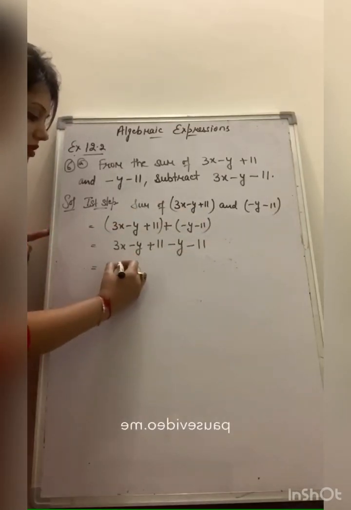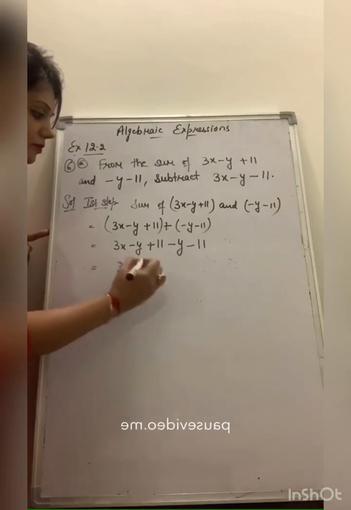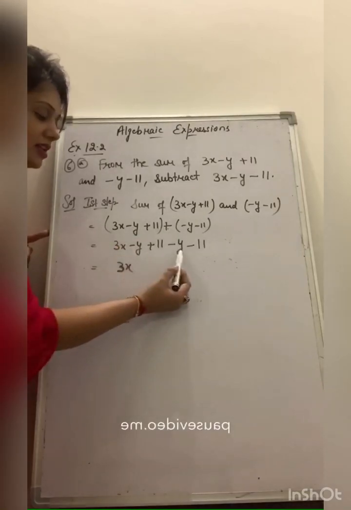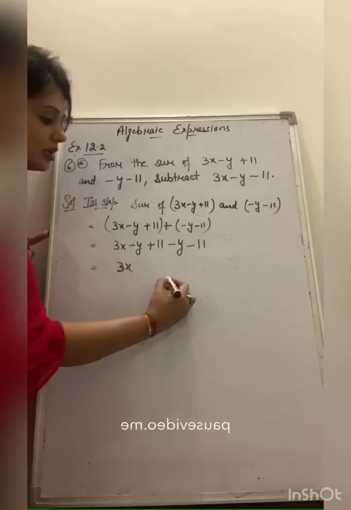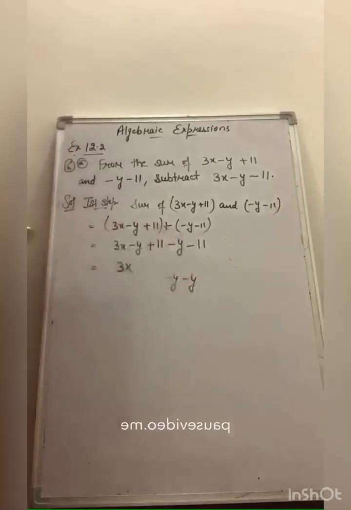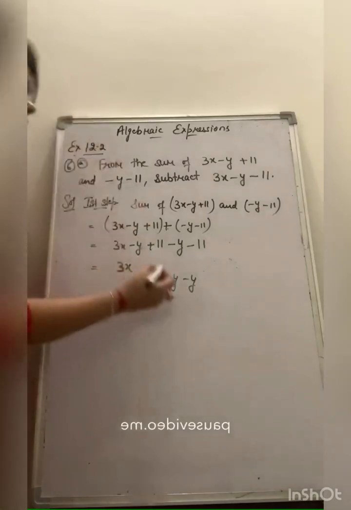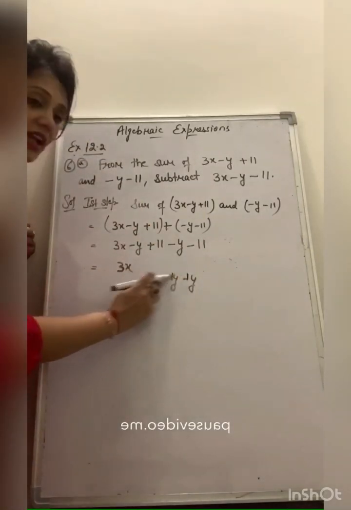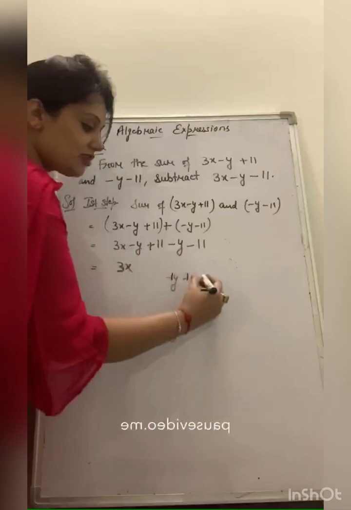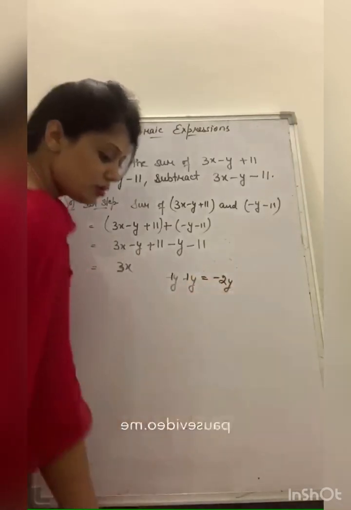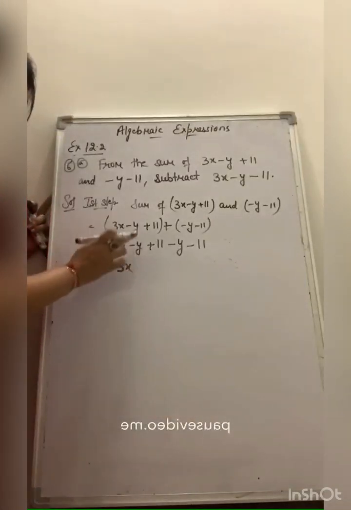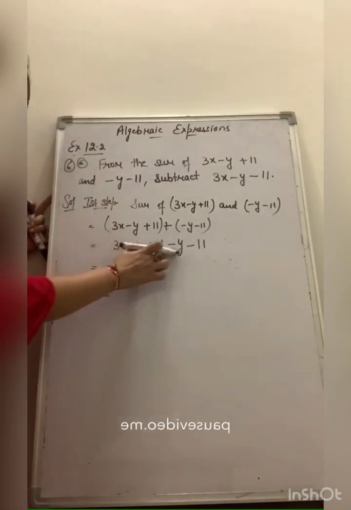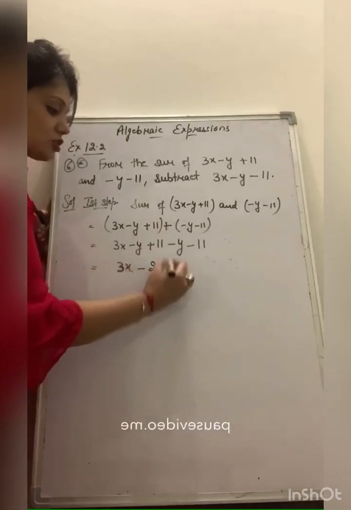Now 3x. Now minus y and minus y. Now beta, these both the y are with negative sign. So minus y and minus y, it means minus 1y and minus 1y. So both the numbers are negative, it will get added up. It will become minus 2y. Right? So minus y and minus y will become minus 2y.